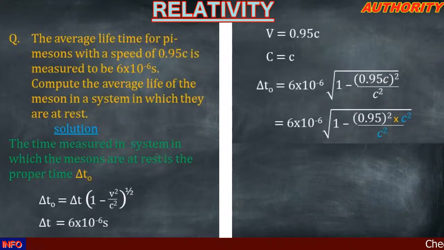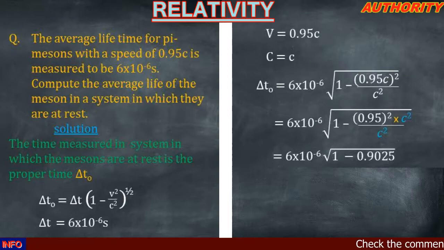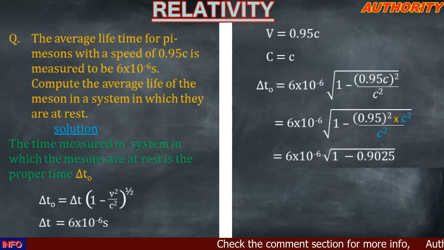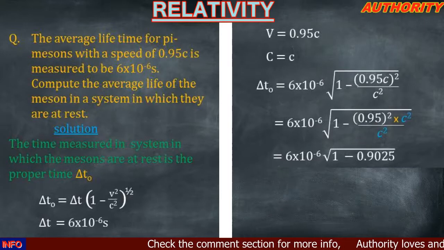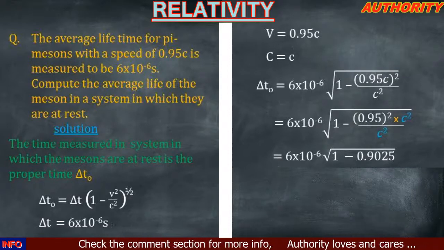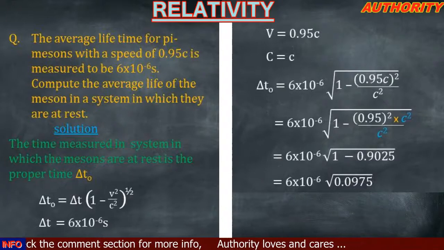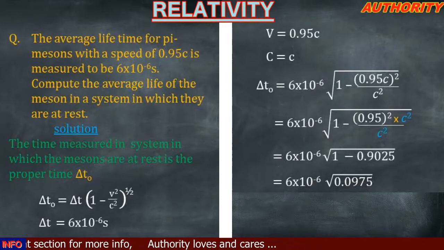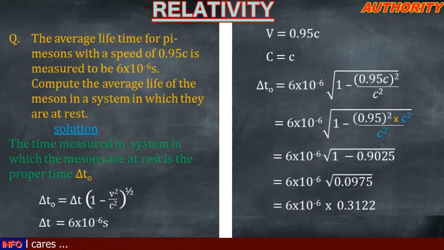Now when you take the square of 0.95, it's going to give you 0.9025. That means we have 6 times 10 raised to power minus 6 times the square root of 1 minus 0.9025. When you say 1 minus 0.9025, it gives 0.0975. So we have 6 times 10 raised to power minus 6 times the square root of 0.0975. When you take the square root of 0.0975, it's going to give you 0.3122. Now we have 6 times 10 raised to power minus 6 times 0.3122. Multiply this, and it gives us 1.87 times 10 raised to power minus 6 seconds.